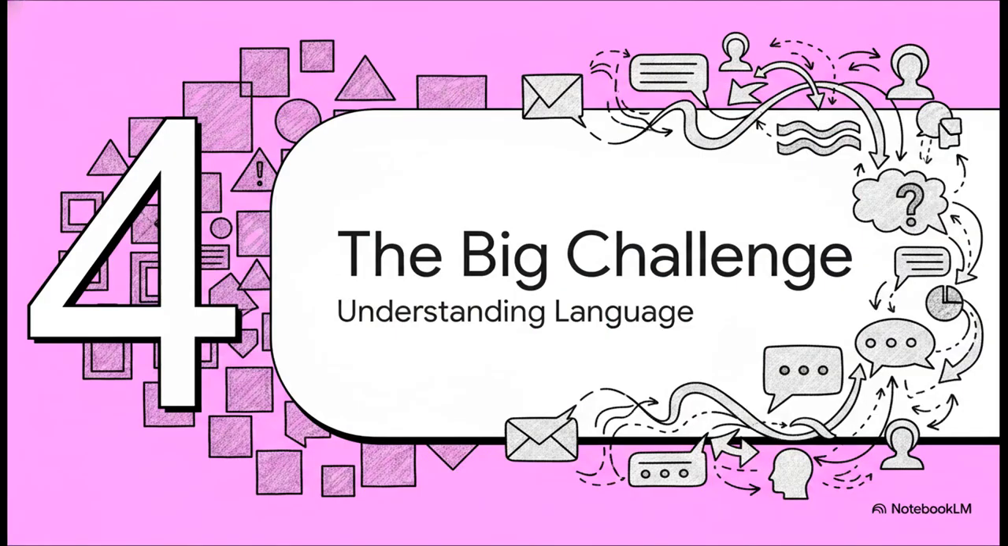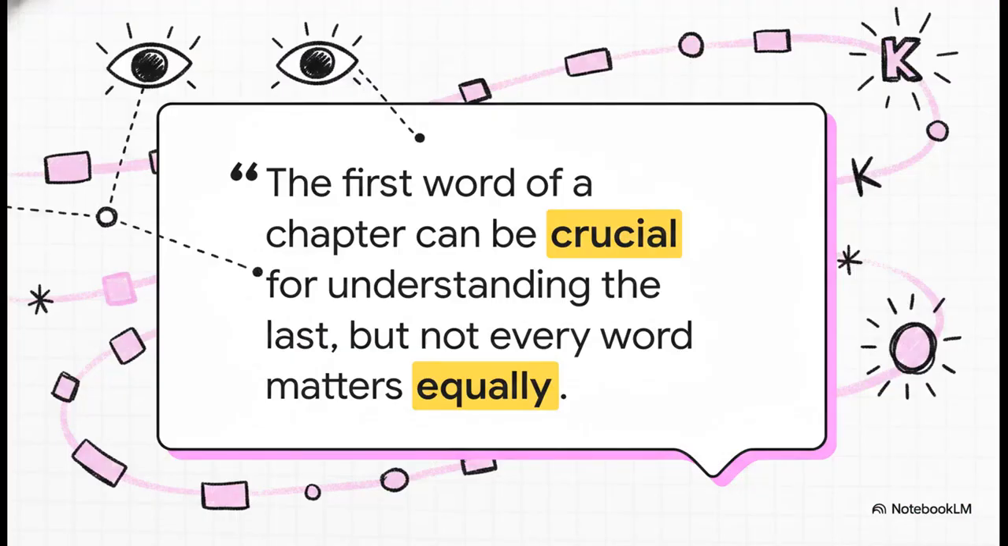Okay, so these models were amazing for sorting and predicting when the data was nice and neat. But they hit a brick wall, a huge one, and that wall was human language. It's messy, it's complex, and it's all about context. Think about it. This was the real puzzle. If you're reading a long chapter in a book, how do you know which words are the most important?